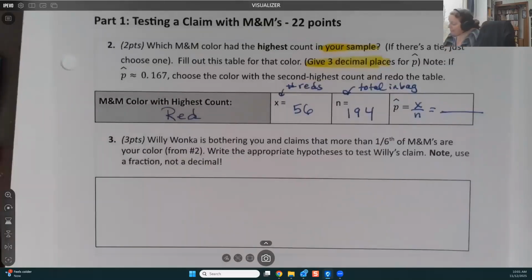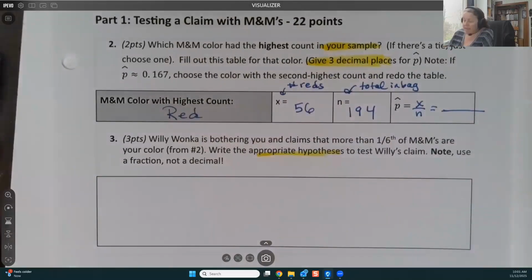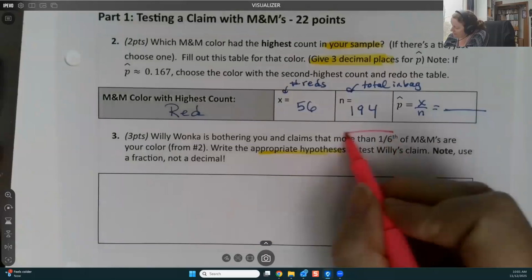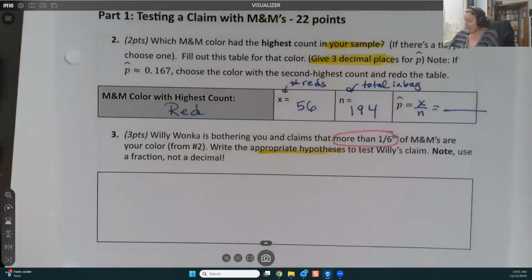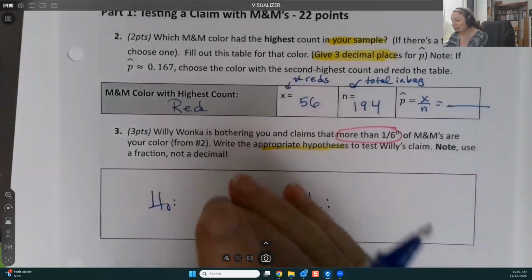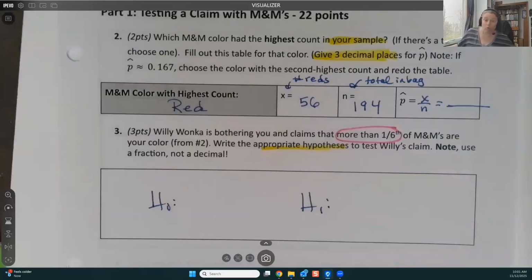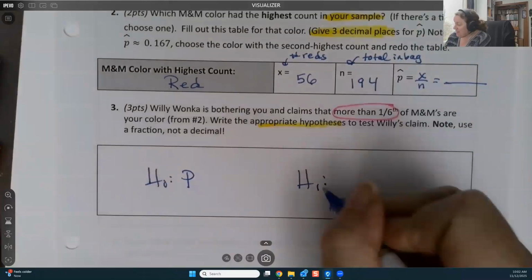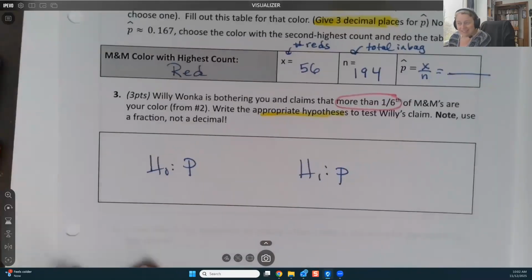Now you're going to write your hypotheses. Willy Wonka is making a claim right here. I can see it from a mile away. You make that claim into hypotheses, H0 and H1. I'll give you a hint: the only type of hypothesis test you know how to do involves what parameter? P. Exactly. So I'll tell you right now, it's totally P.